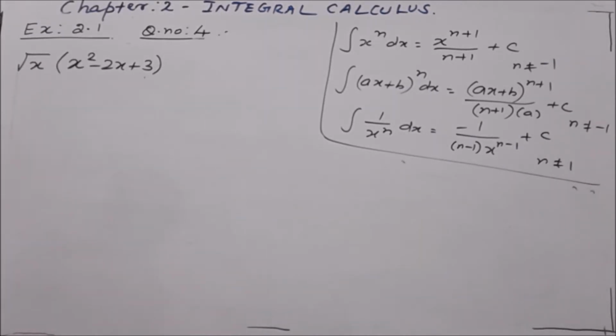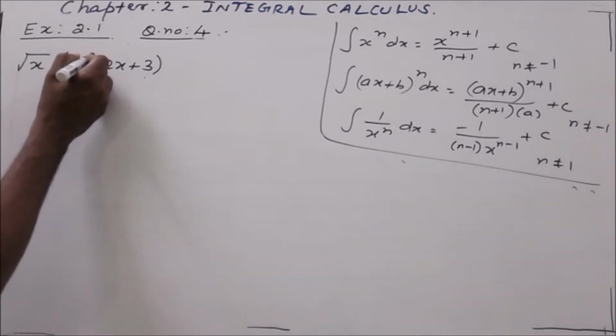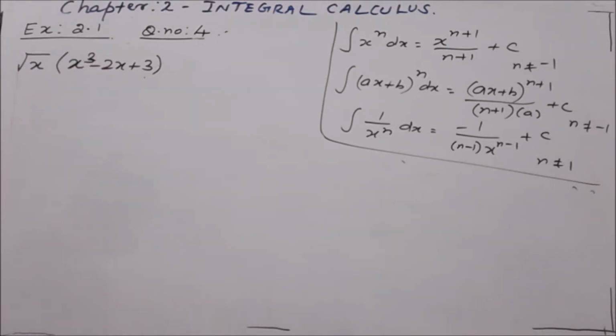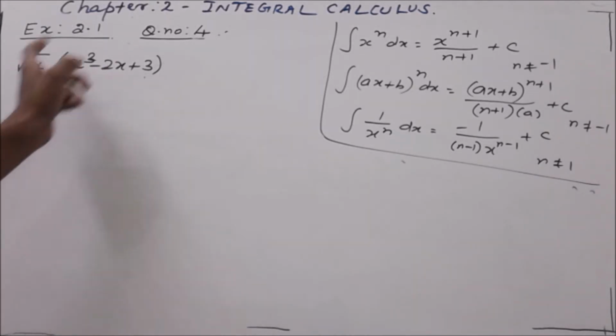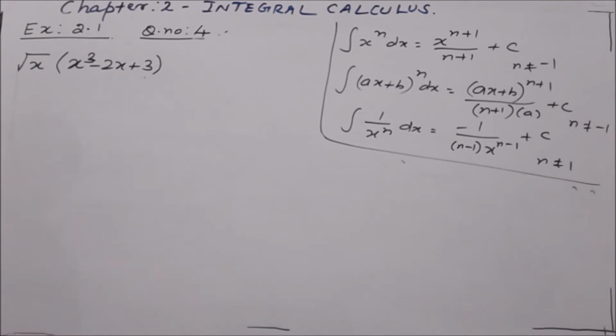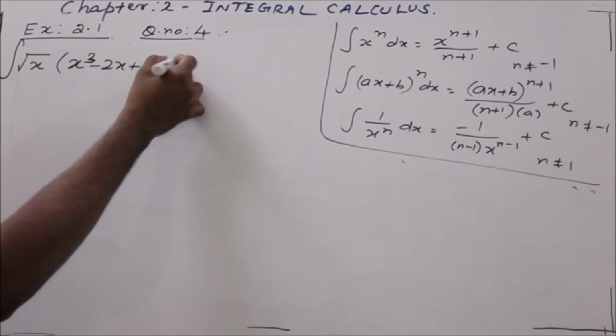Question number 4. Integrate the following: √x (x³ - 2x + 3). Here x³ - 2x + 3 is given. The functions are in a product. We couldn't integrate directly, so we should multiply and combine them into a single function. For that, multiply the two terms. So integrate with respect to x.